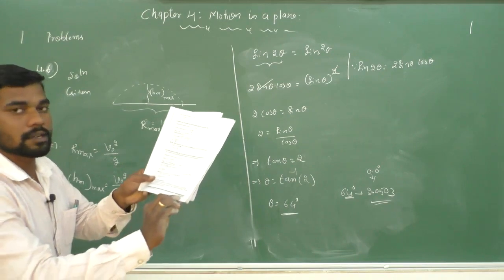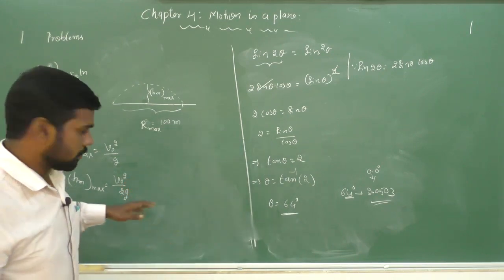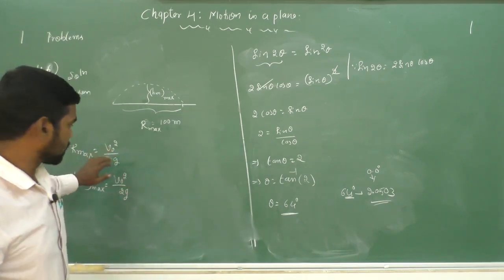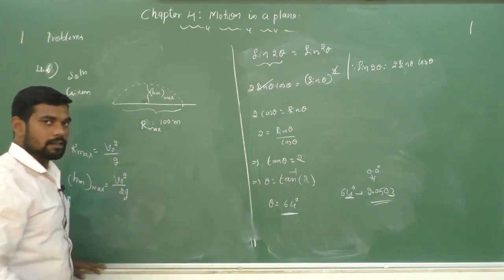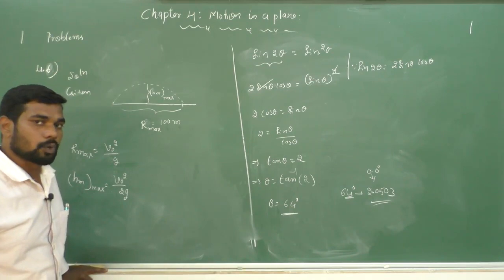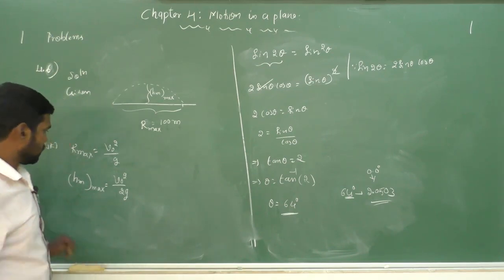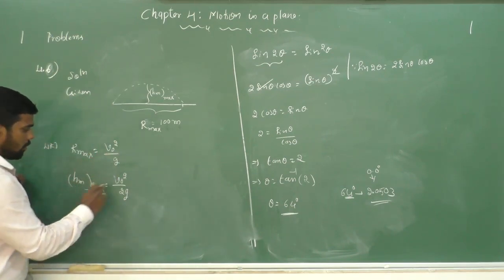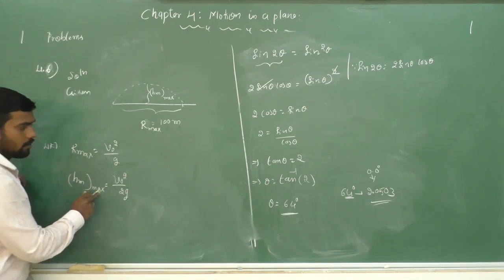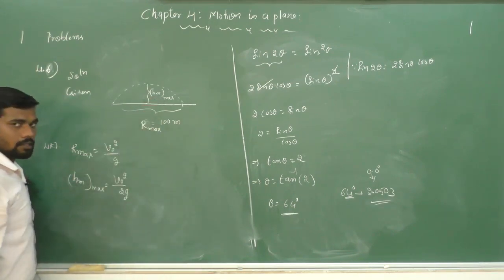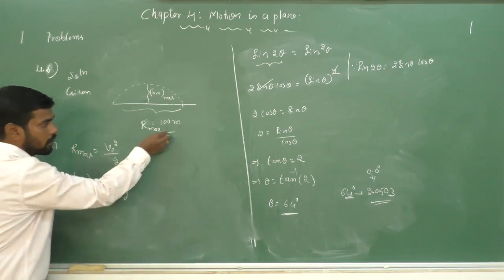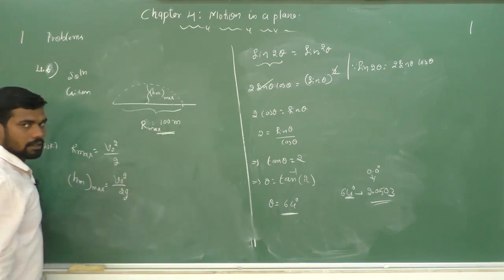That is on page number 27. I discussed on page number 27 while discussing the maximum height and the maximum range reached by the projectile. So here the R max value is this one, the H max value is this one. We need to find out the H max value, because they have given that the R max value is 100.